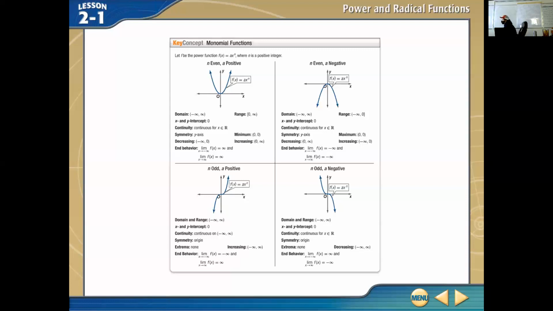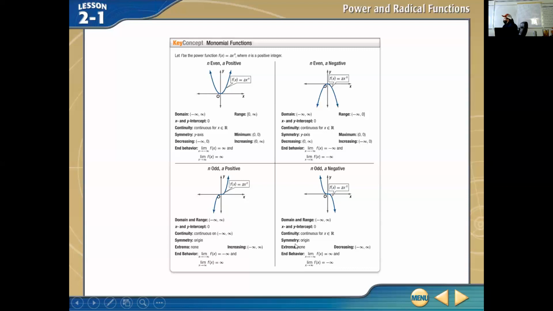Okay, and the same thing that you had when n was even and negative, a lot of these characteristics stay the same. Okay, the domain and range isn't going to change. Still from a negative infinity to a positive infinity. There's no cutoff. There's no values that we can't put in. X and Y intercepts at 0, 0. Okay. Continuity, continuous for all real numbers. Okay. There's no breaks in the graph. Symmetry, origin again. If we rotated 180 degrees, we would fall upon the graph.